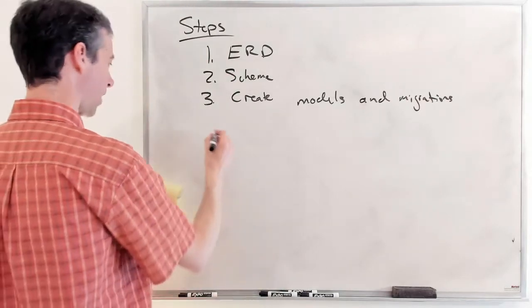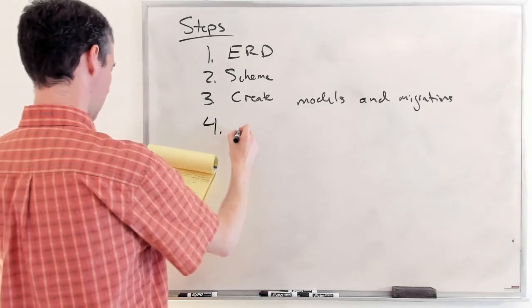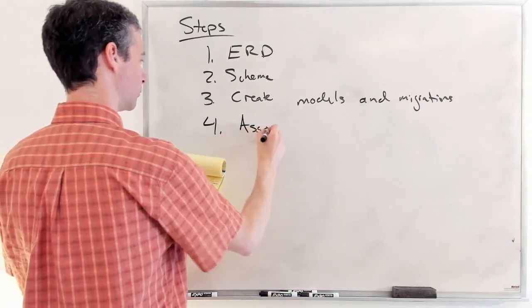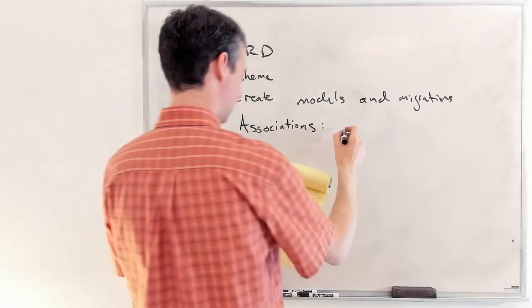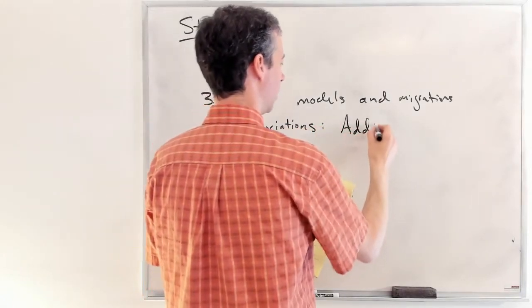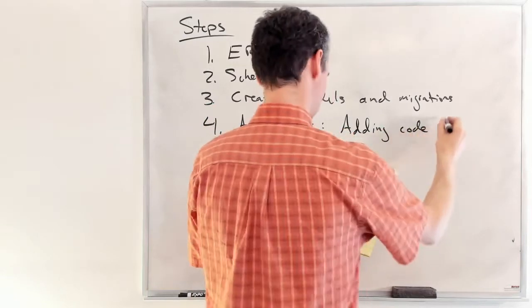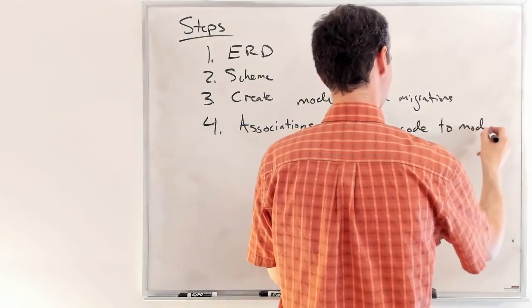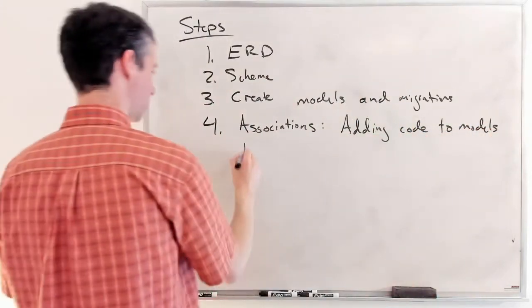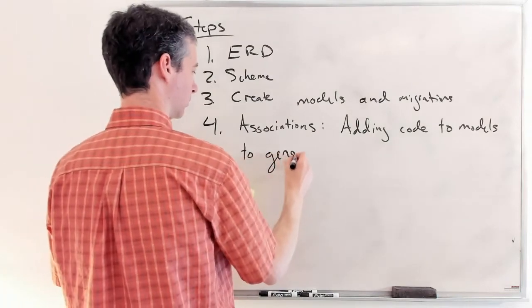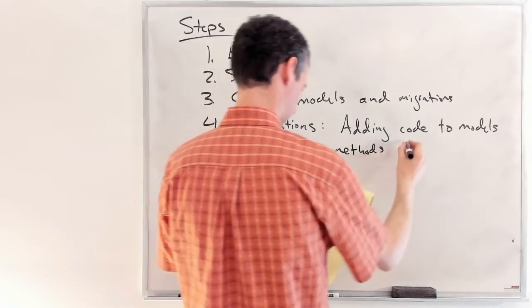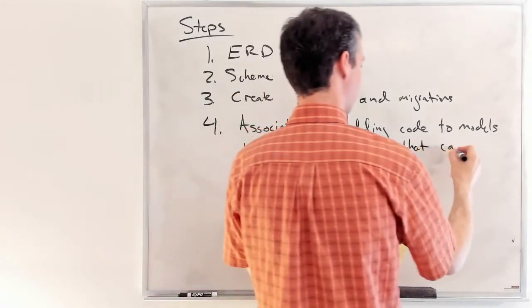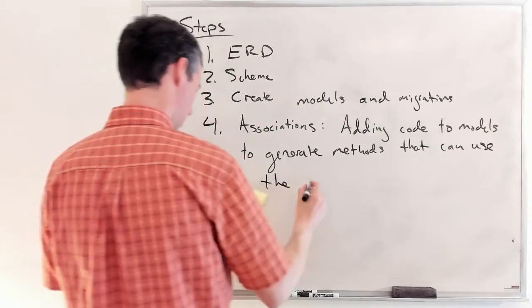All right. And then step 4, it's time to deal with associations, where basically this is all about adding code to models to generate methods that can use the relationships in your schema.